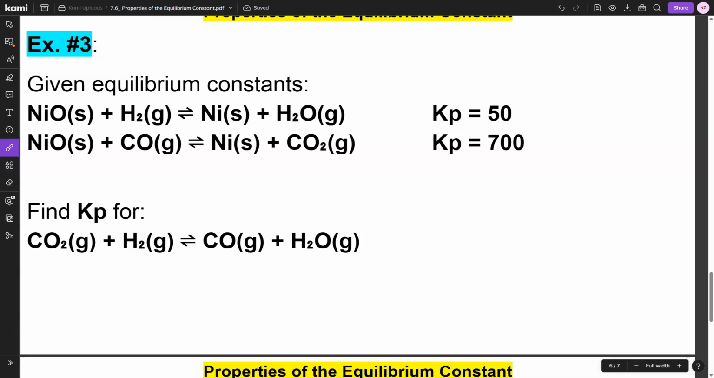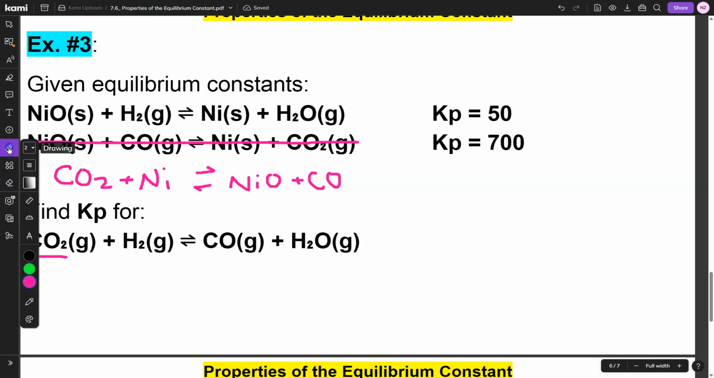Okay, here's another example. In this example, it says find Kp, and we have two reactions. Well, it looks like our second reaction has been reversed, and I know that because CO2 is on the left side here, but it's originally on the right side. So I'm going to go ahead and rewrite my second equation. So I have CO2, and then I have nickel, and then I have NiO, and CO, carbon monoxide. So I don't get confused, let's go ahead and cross this one off because I reversed it.